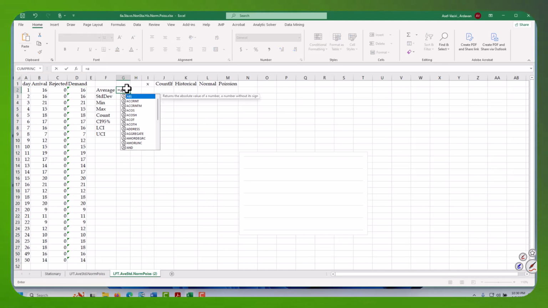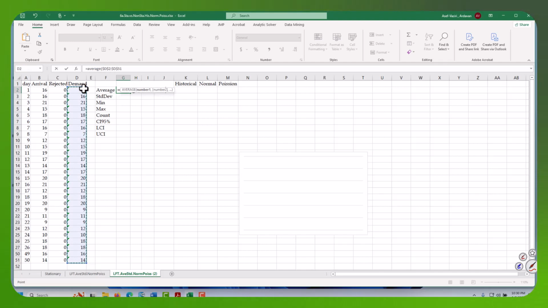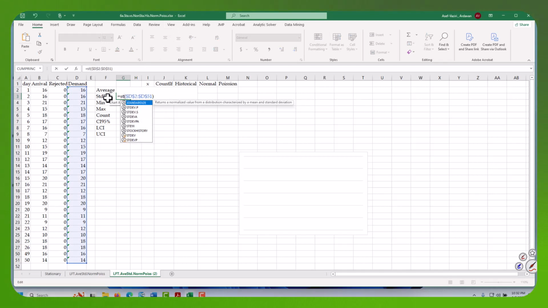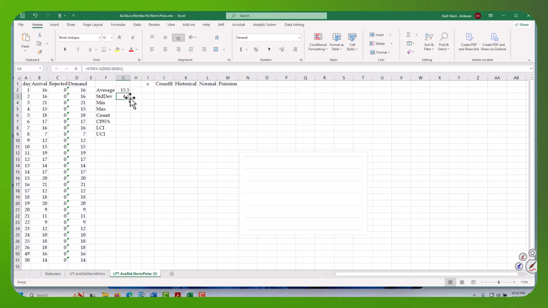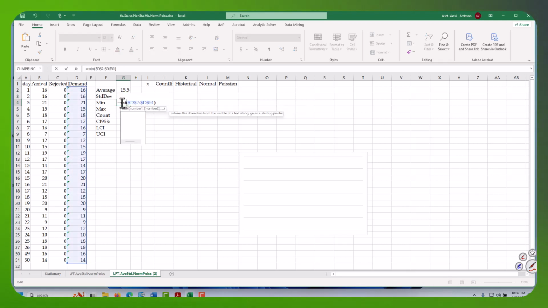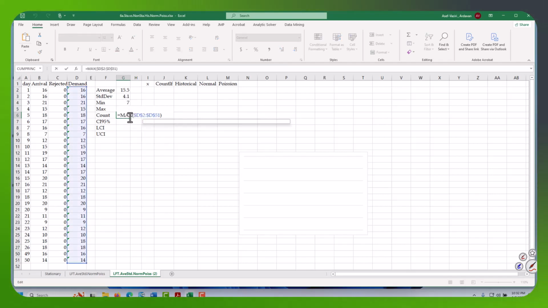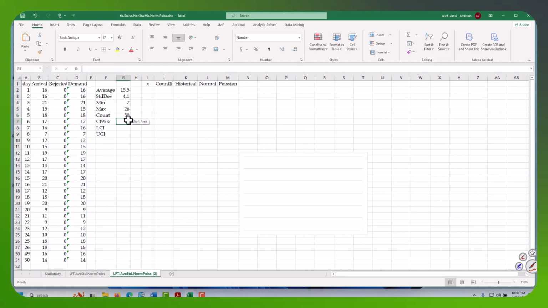Equal to average. And I lock it because I want to then copy it down. Standard deviation of the sample. We have a sample, we don't have the population. Mean, max, count. We know it's 50, but still count it.